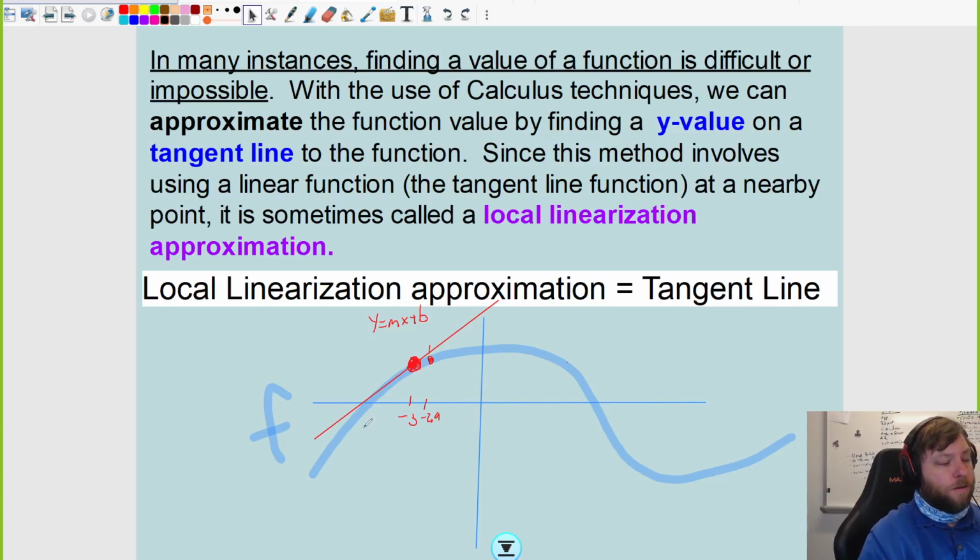You might ask, so what? Why don't you just plug it into this function? Why do you need to approximate? I have one example coming up where I think it ends up being useful. But I don't really understand why this is a separate thing. One thing I would like you to know is sometimes you see local linearization approximation. They use those words, and I've seen that on the AP test. It's the same thing as saying find the tangent line. I've seen that in practice.